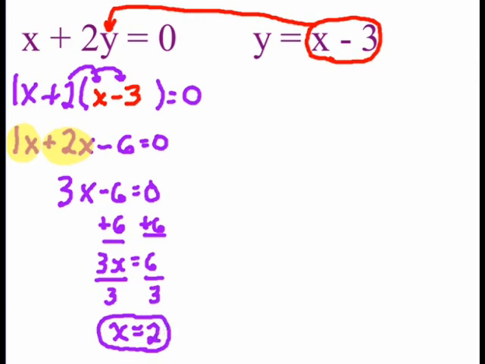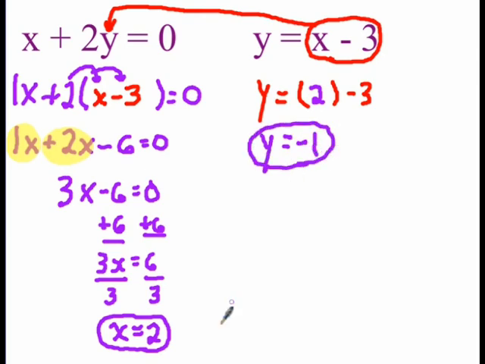I go back up into my first original problem that I circled. I write y equals blank minus 3. Instead of x, what shall I put? That's right, 2. So I put a 2 in here, and then I solve. 2 minus 3 is negative 1. Now I know that my answer is 2, negative 1.